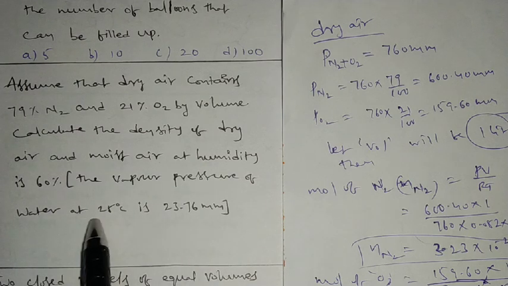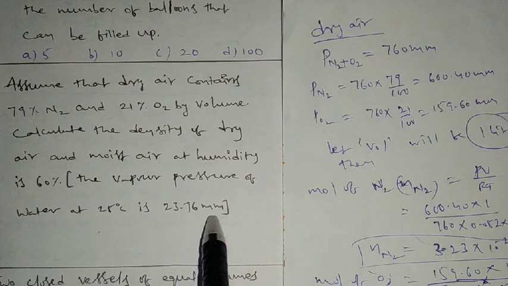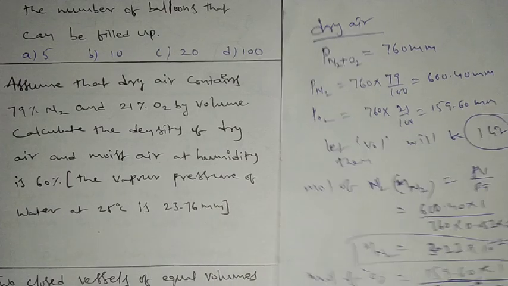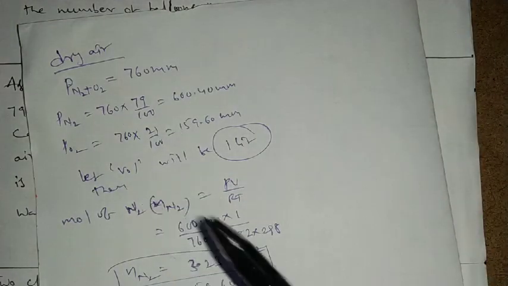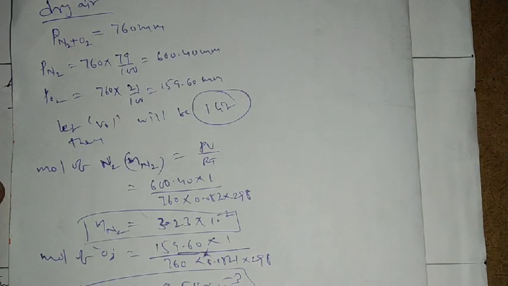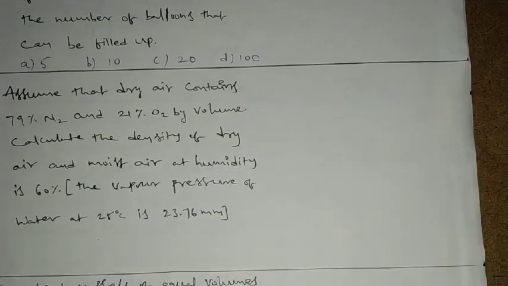The vapor pressure of the water at 25 degrees centigrade is 23.76. So water is also contributing its pressure. That is why here again the nitrogen and oxygen pressures will change. Is it clear? Apply the same process and you will get the density. Otherwise, I will show the procedure here.